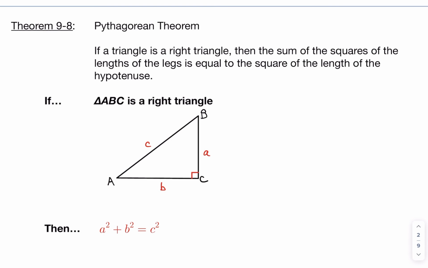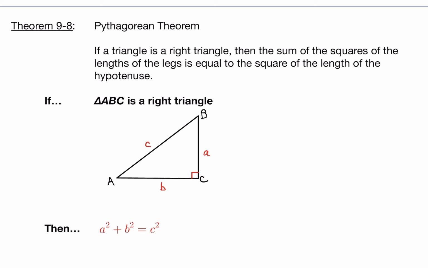So the Pythagorean theorem basically states that if a triangle is a right triangle, then the sum of the squares of the lengths of the legs, meaning the length of this side of the triangle squared, or a squared, plus the length of this side of the triangle squared is equal to the length of the hypotenuse squared, or a squared plus b squared is equal to c squared. Okay, so in essence, the Pythagorean theorem says that if this triangle is a right triangle, then this relationship exists. Now, the converse is also true.